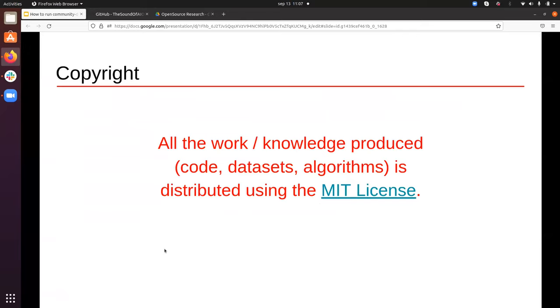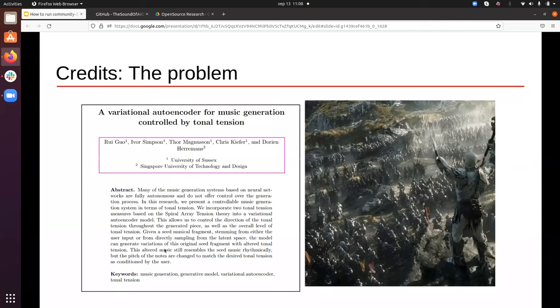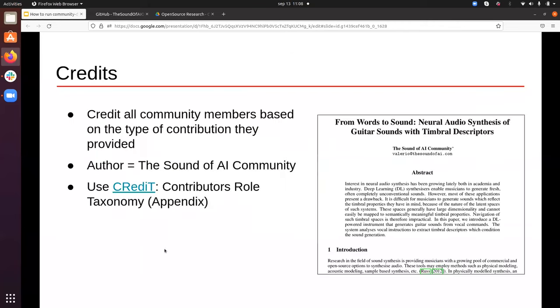Okay, another big problem, copyright. All the work that we created and knowledge produced, like code, datasets, and algorithms, is distributed using the MIT license. And another really big problem is credits. So how do you credit a community with potentially hundreds of people? Well, we couldn't do this, right? Because basically this is the sound of a community and that's what would happen. Too many people, right? So what did we do?